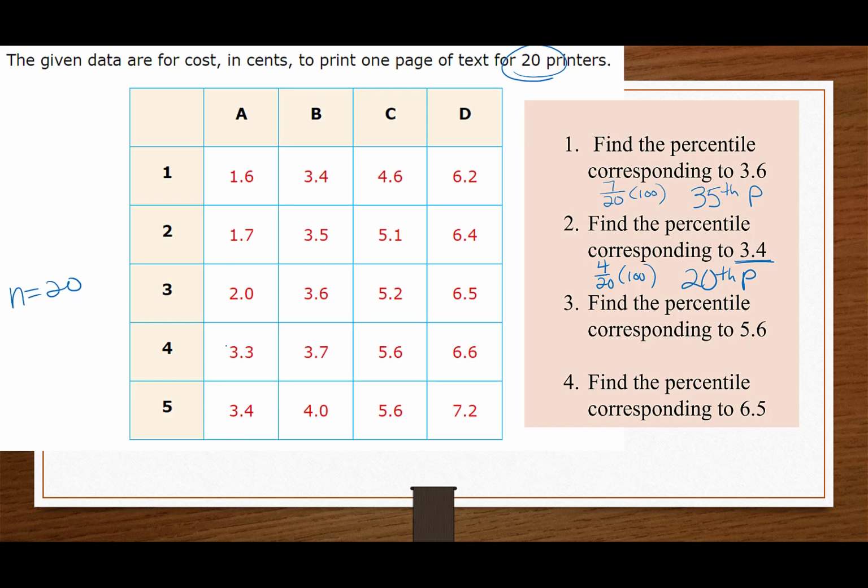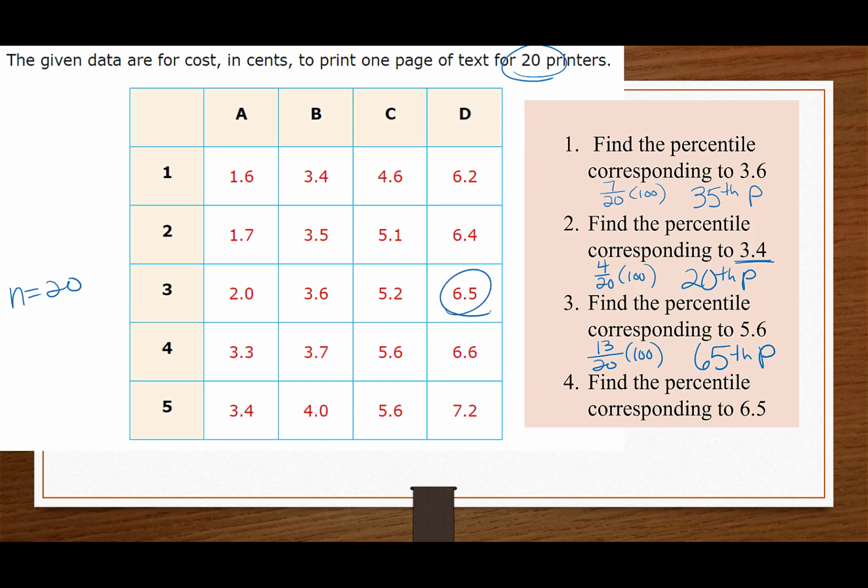Okay, next we're going to look at 5.6. There's two 5.6. We're going to take the first one. There is 5, 10, 11, 12, 13 out of 20 less than. We'll multiply that by 100 to find the percent less than 5.6, and that is 65% of the data is smaller than 5.6, and so that puts 5.6 at the 65th percentile.